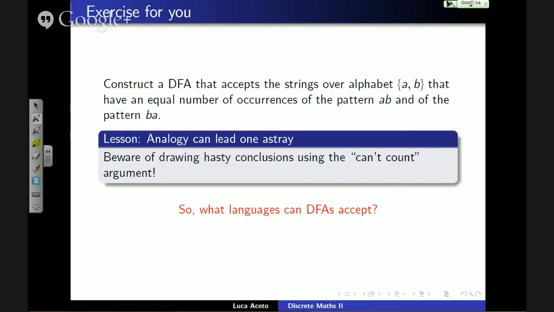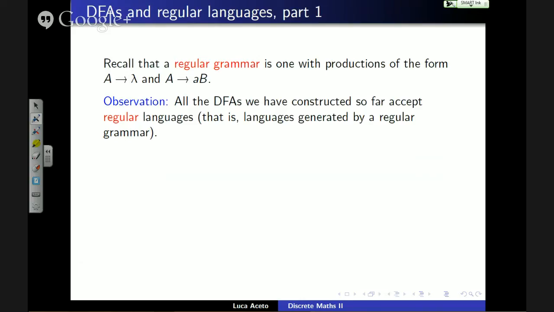So what languages can DFAs accept? We've seen examples of languages that a DFA can accept. We've seen an example of a language that a DFA cannot accept. And in fact, I've told you that general reasons tell us that DFAs cannot accept most of the languages under the sky. Can we characterize precisely what languages DFAs can accept? The answer is yes. They can accept precisely the regular languages.